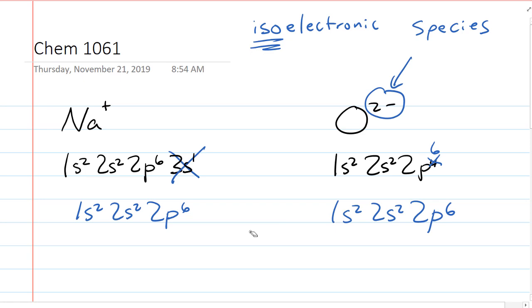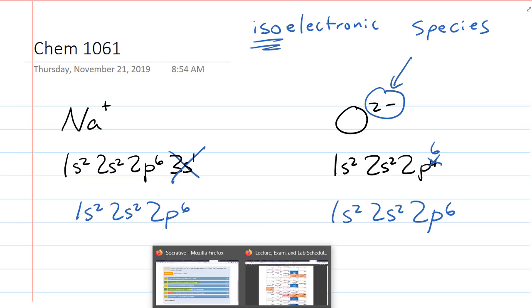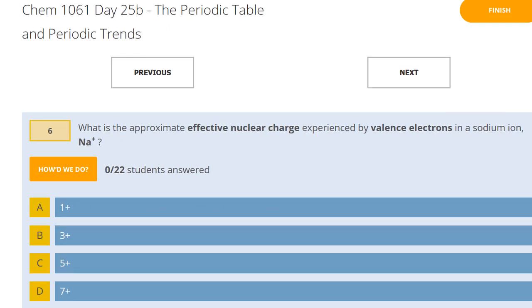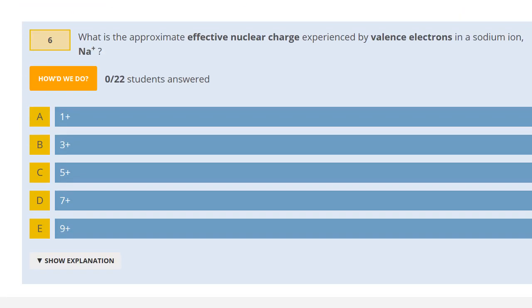So what I'd like for you to do now is to think about this. Don't rush to answer. You are going to answer, but don't rush to answer it. Think about it before putting in your answer. First of all, what is the approximate effective nuclear charge that would be experienced now by valence electrons in a sodium ion? Not a sodium atom, but a sodium ion. And if you need to, draw out your picture.